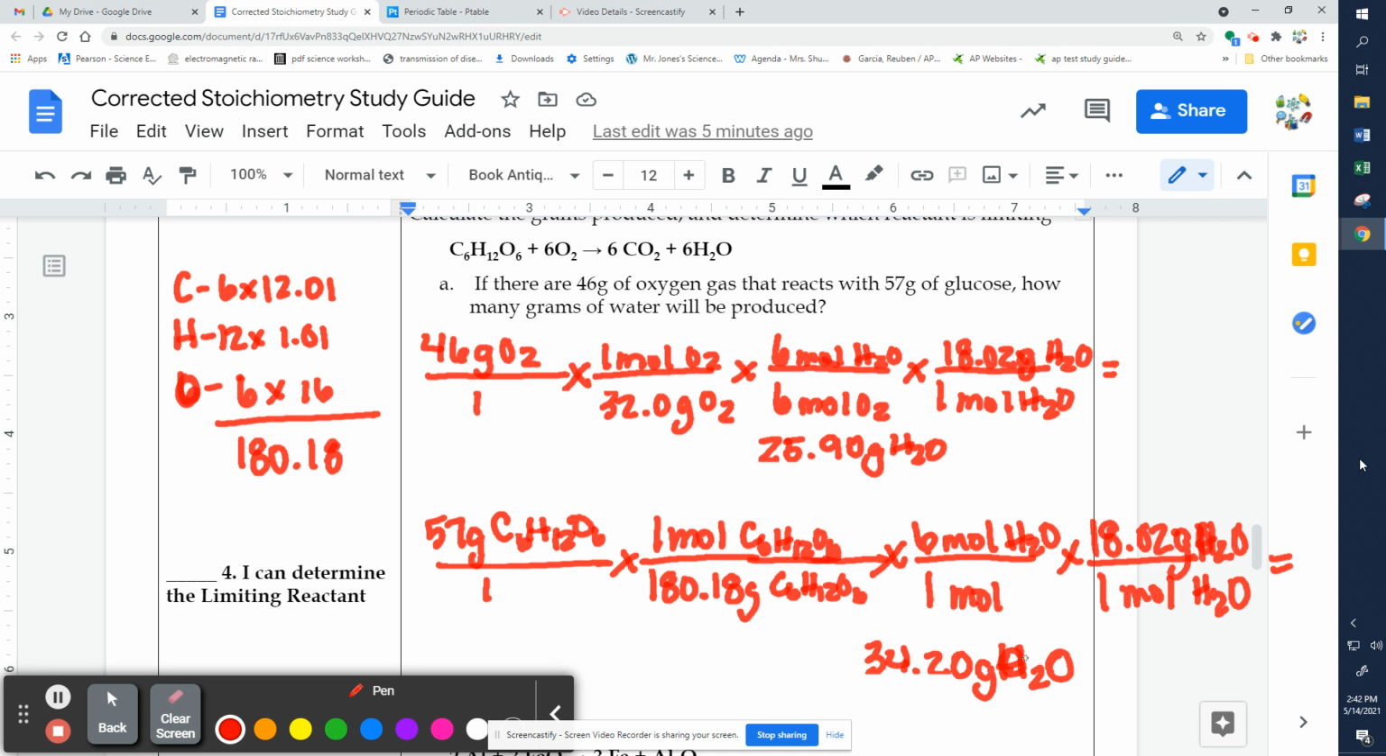Now, when we are doing limiting reactant, it's going to ask you 2 questions on the test. The first one is, which one is the limiting reactant? The limiting reactant is whichever one produces less. So in this example, our limiting reactant is oxygen. The second question it's going to ask you is how much of whatever is produced. Then you also have to put our smallest amount. So our limiting reactant is oxygen. It is going to produce 25.90 grams of water. On the test, it will ask for both of those pieces of information.